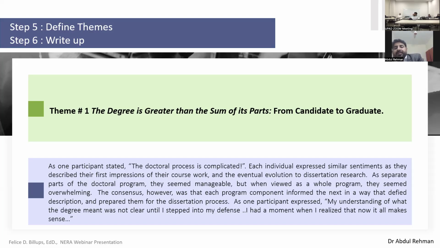Again, the explanation of the theme, which we have extracted through the process. At the last, again, there are inverted commas: "My understanding of what the degree meant was not clear until I stepped into my defense. I had a moment when I realized that now it all makes sense." Comma closed. So these are the exact words of the person we have interviewed. It means we would write a report with a combination of excerpts from the interviews.